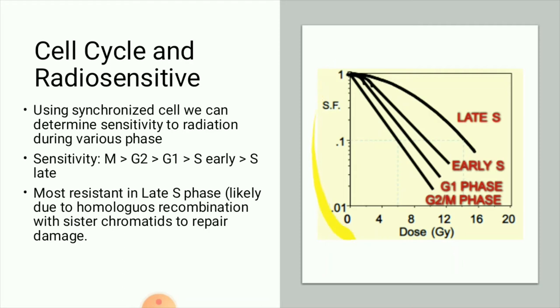As we can see here, the graph shows survival fraction versus dose in gray. The G2 or M phase has higher radiosensitivity because it has a narrower shoulder compared to the other phases. The most resistant is the late S phase, because it has a wider shoulder. The reason late S phase is more resistant is that homologous recombination with the sister chromatid to repair the damage occurs in late S phase. But the M phase has higher radiosensitivity because in this phase the dividing cells are actively dividing.